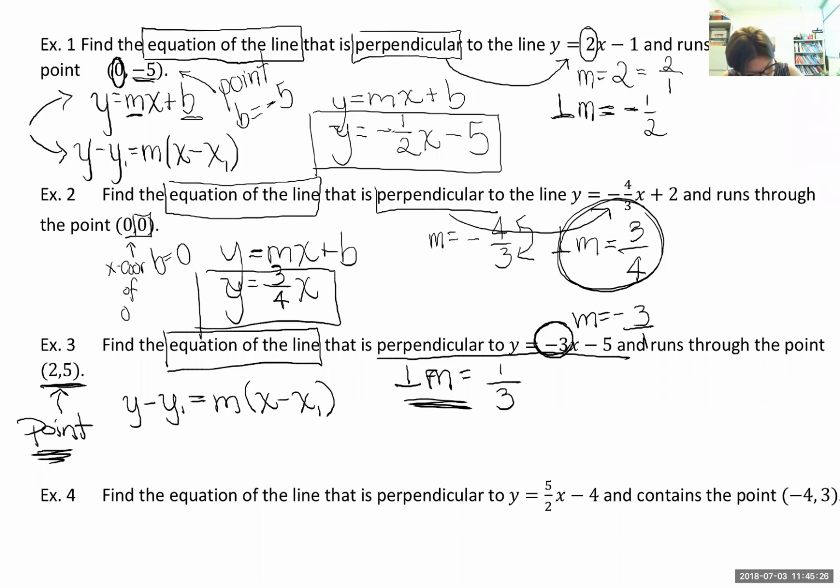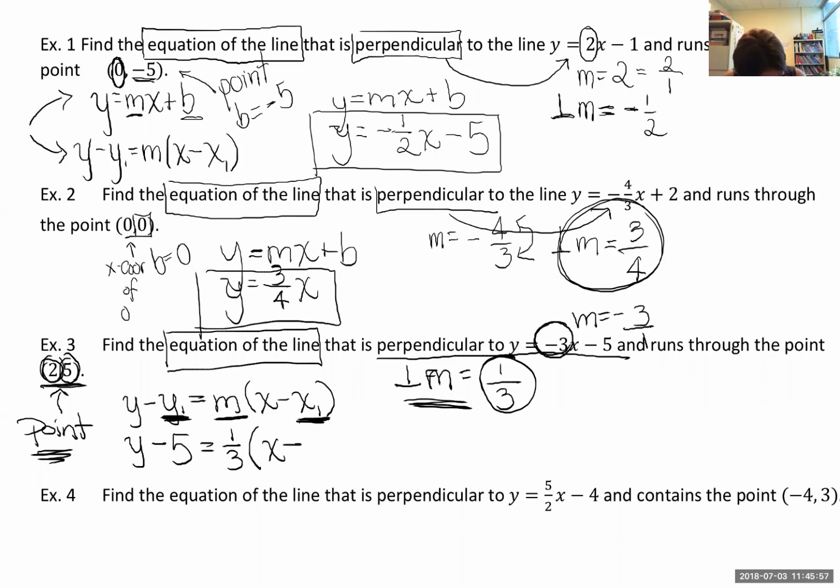So go back and watch the last two classes if this is too fast for you. But remember that there's three things I need to plug into the point slope formula. The slope, the m, and the point, that's x1, y1, the x and y coordinates of the point. So let's plug in: y minus y1 is my y coordinate of my point, that's a 5, equals my m, which is 1/3, times the quantity of x minus my x coordinate of my point, which is 2.